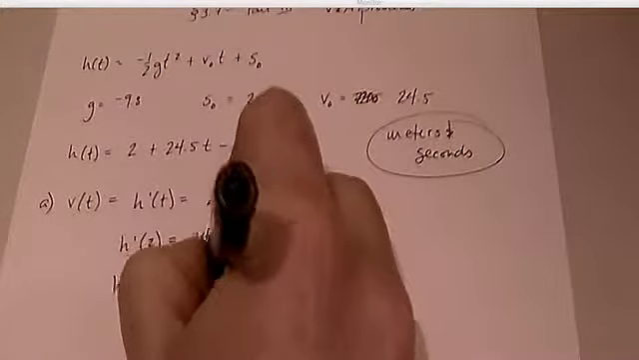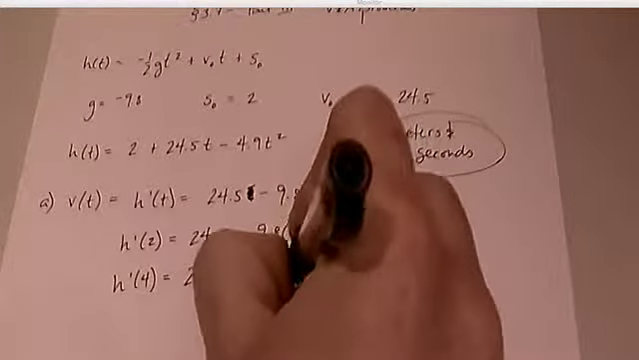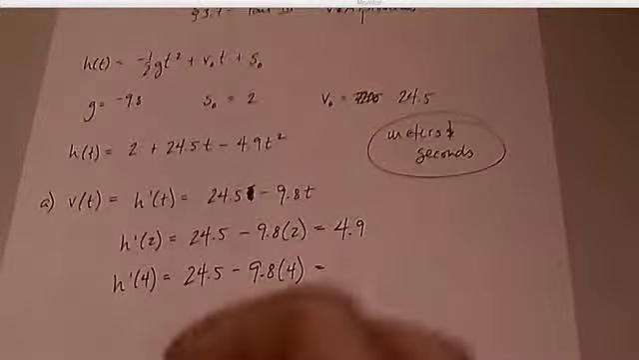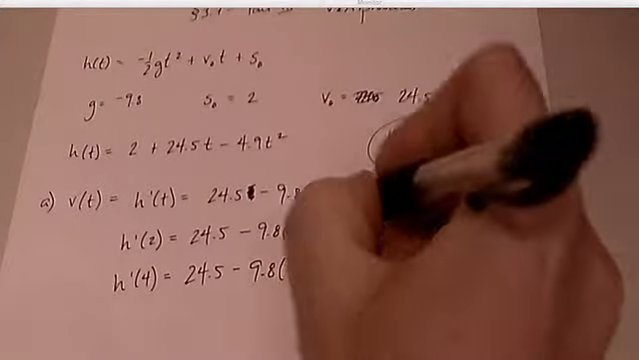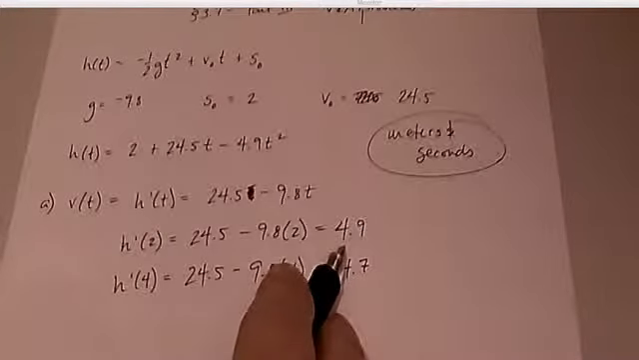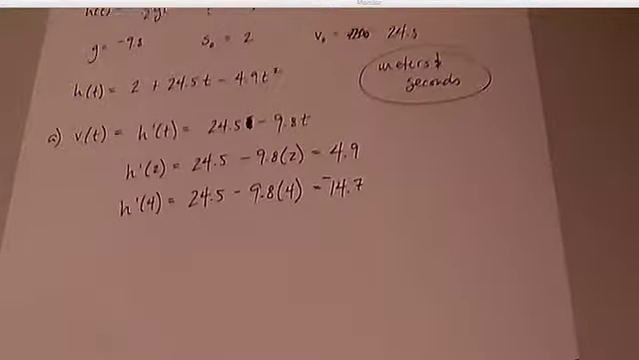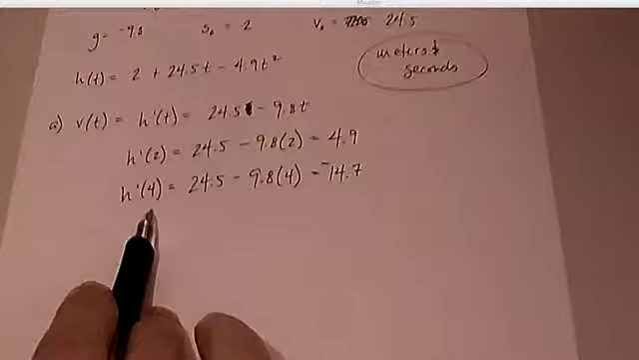Now at 4 seconds, I know that 9.8 times 4 is going to be 39.2. Okay, so 24.5 minus that is 14.7 in the negative direction, right? So we have a positive velocity here. Obviously, by t is equal to 4, it has reached its zenith and has started to fall back to Earth. So we have a negative velocity at t is equal to 4.